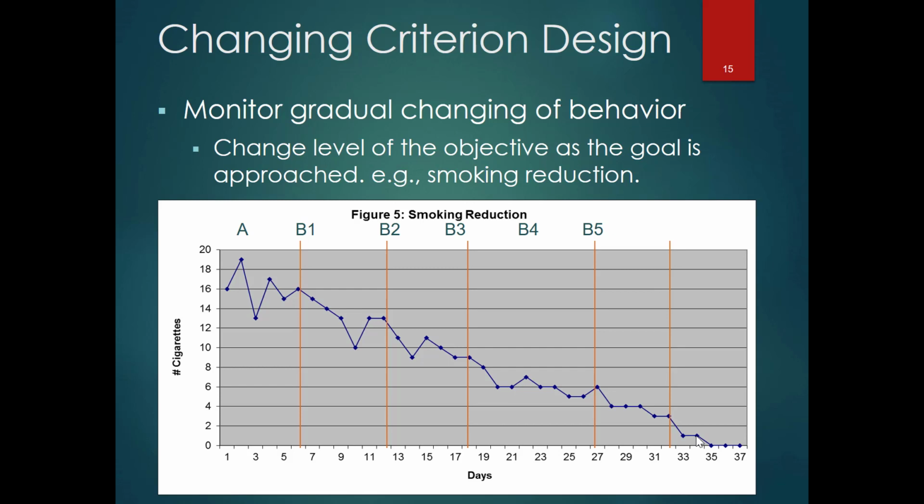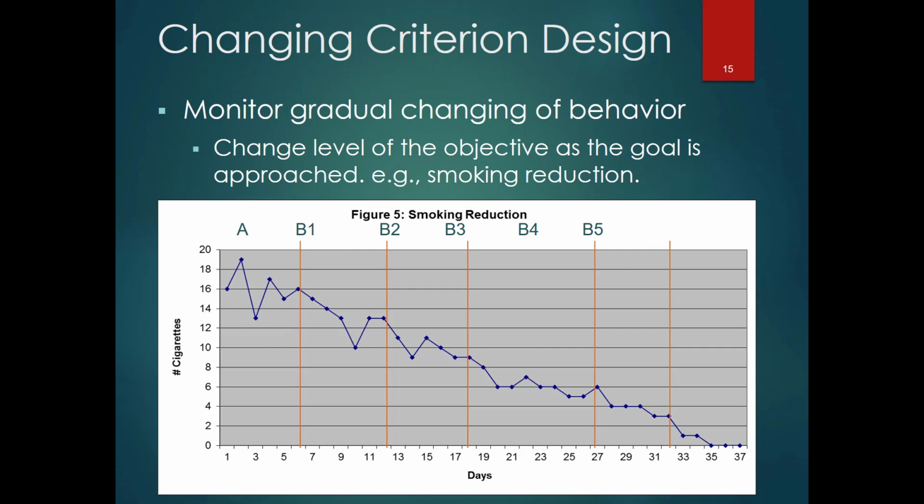So for example, if you wanted to increase vegetable intake, if your client has a hard time eating vegetables, or another thing would be if they're trying to increase how much water they drink per day. Again, this change in criterion design can be used for that because you're trying to increase behavior. So what you'll do for baseline, you would probably look at it and see how many glasses of water they drink per day or how many vegetables they eat per day.